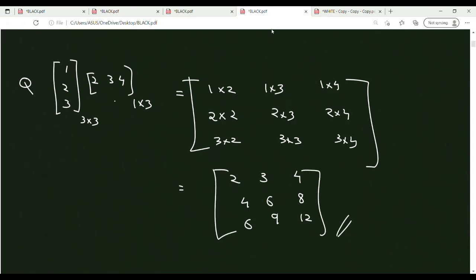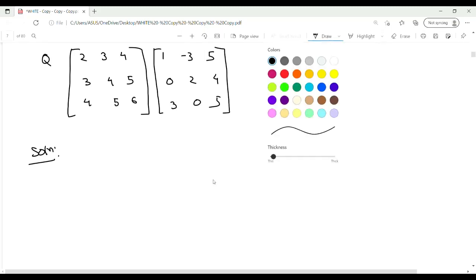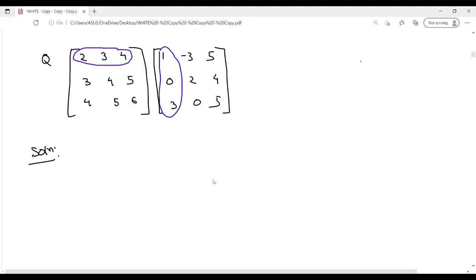So let's do some more questions in this and then we will end this topic. Now we will multiply two 3 cross 3 matrices. Let's see how we will multiply this. To multiply 3 cross 3 matrices, the procedure is almost the same. First of all, we will take this row and multiply it with this column, and the element we get will constitute the A11 element. Let's see how we will do it.